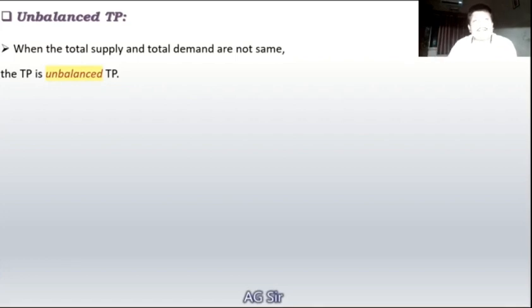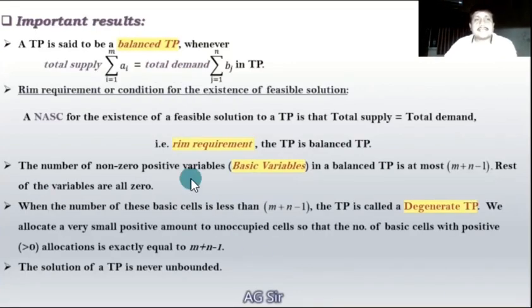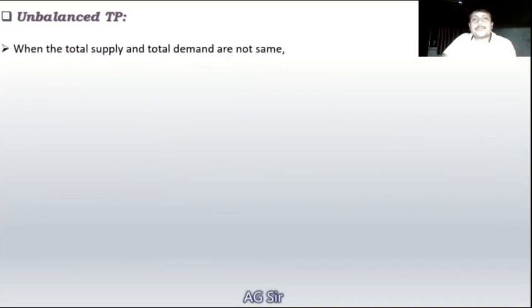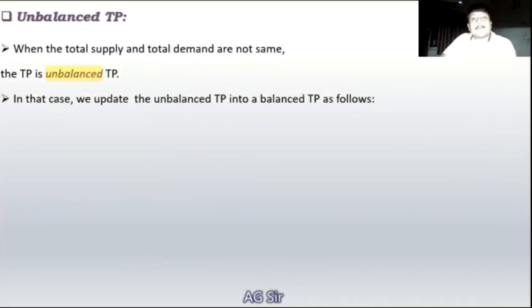So why do you need to make it a balanced TP? Because it is the necessary and sufficient condition for the existence of a feasible solution. We have already discussed that. I hope you can remember. So we should note what you have to do when the transportation problem is not balanced. Remember, two cases can occur.